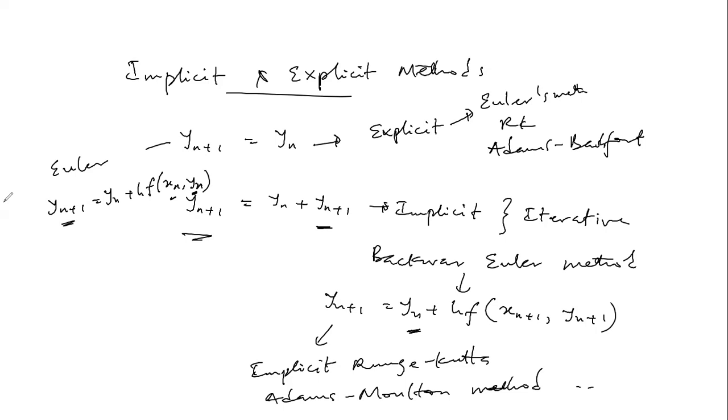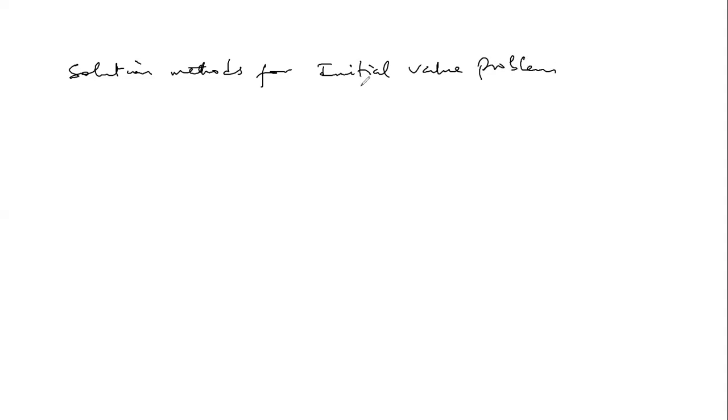Okay, so now let us come back to the initial value problem. What are the solutions for the initial value problem? Okay, so these are things you already know. So, solution methods for initial value problem. Recall we mentioned that we have the initial value problem and the boundary value problem. And what we want to look at here is the initial value problem in this lecture. In another lecture, we'll look at the boundary value problem.